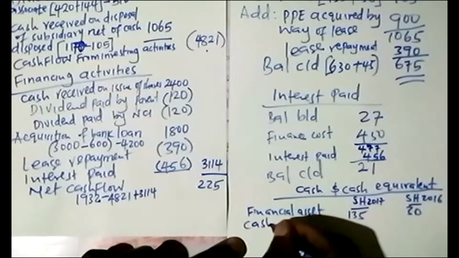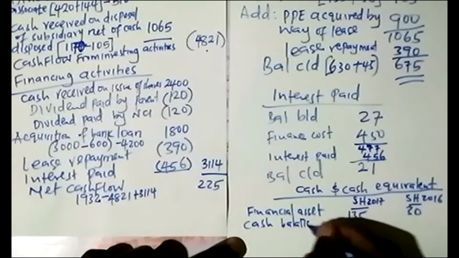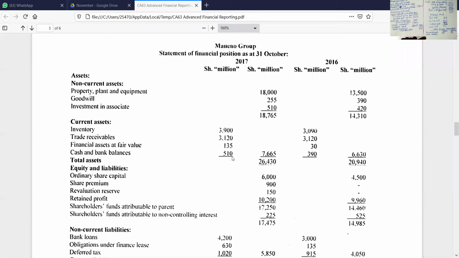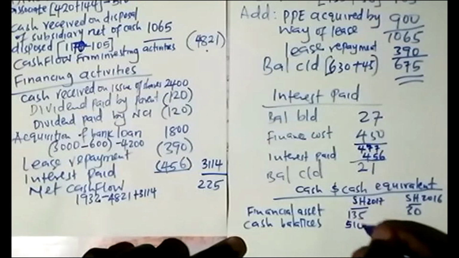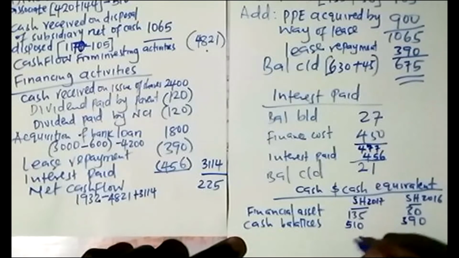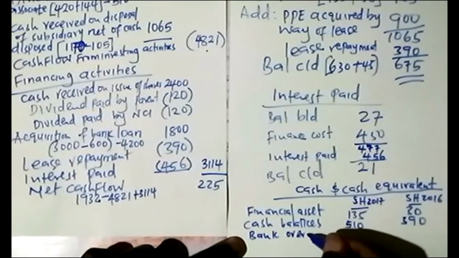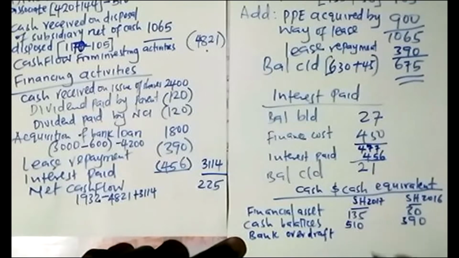Then cash balances. So we have cash and bank balance of 510 and 390. So that is fine. So there was no bank overdraft. If you check on your current liabilities, there was none. If there was an overdraft, you subtract. But there was no overdraft.